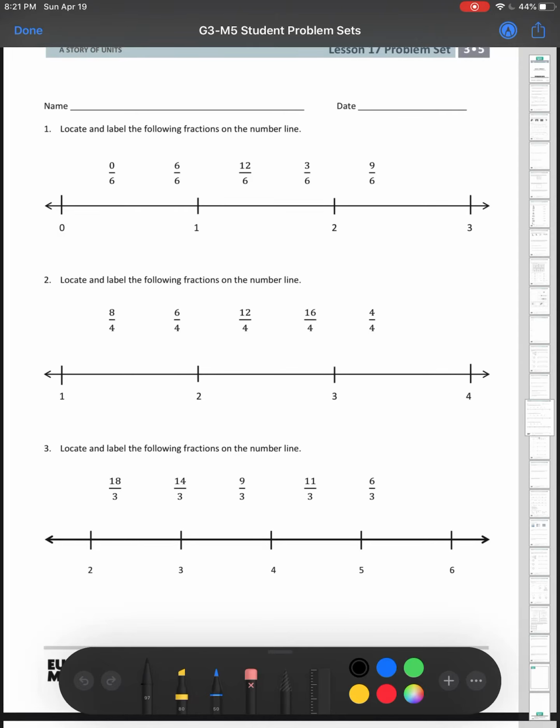This is Module 5, Lesson 17, Problem Set. Number 1 says locate and label the following fractions on the number line. They've already created a number line for us from 0 to 3, and then they've given us fractions that all have 6s as their denominators. So since we know we're working with sixths, we're going to break up each whole into 6 parts.